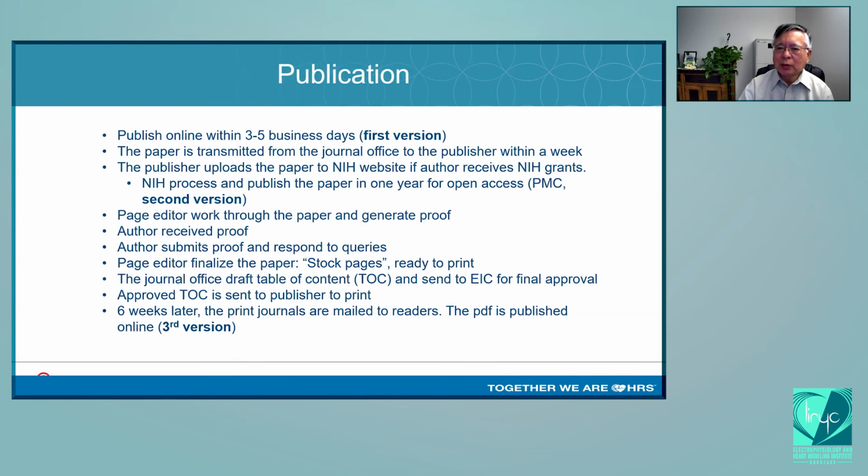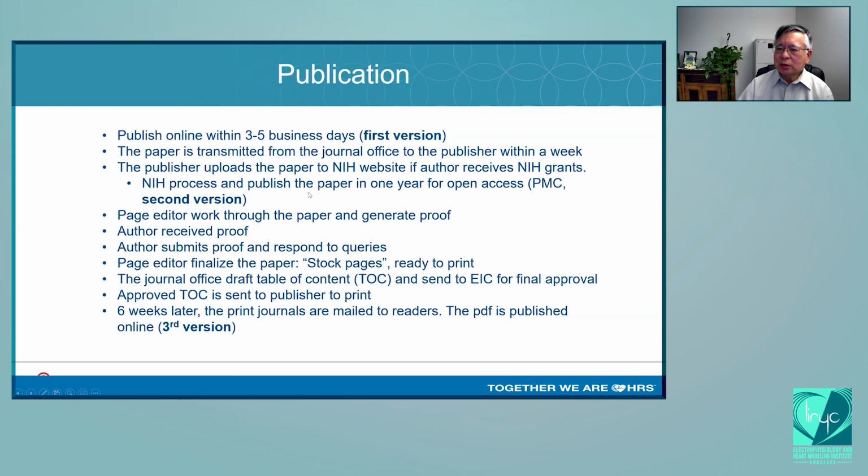Then what happens to your paper afterwards is, once your paper is finally accepted, it will be published in some journals in 3 to 5 business days. This is early access. The paper is then transmitted from the journal office to the publisher, which will within a week upload the paper to the NIH website immediately. So this actually becomes the first version of the paper available to the public.